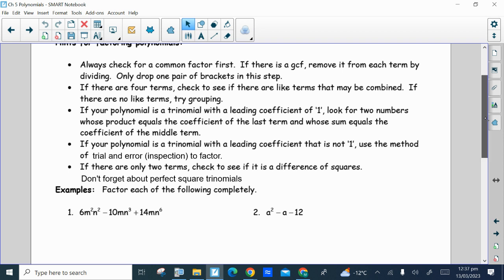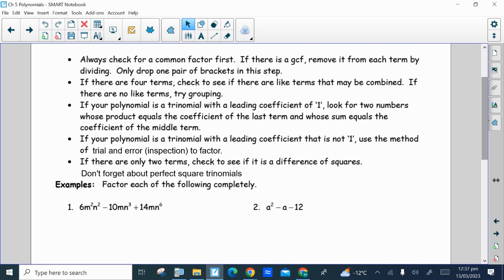But the first thing you always look for is a common factor, a greatest common factor. And if there is one, you remove it from each term by dividing. When you're factoring out a common factor, your common factor will be written down first, and then you'll have one set of brackets. And to determine what goes inside that brackets, you divide each term by the common factor. If there are 4 terms, check to see if there are any like terms that can be combined. If not, you try it by grouping. So that's where you group the first 2 and the last 2 together and take out a common factor from each group. We'll see some examples like that today.